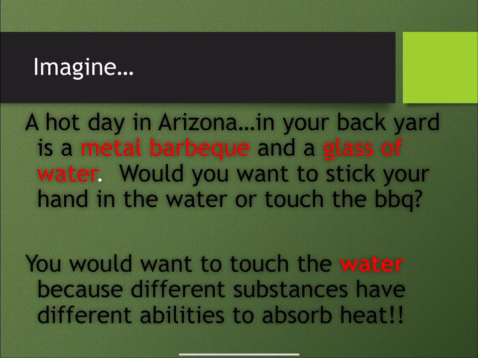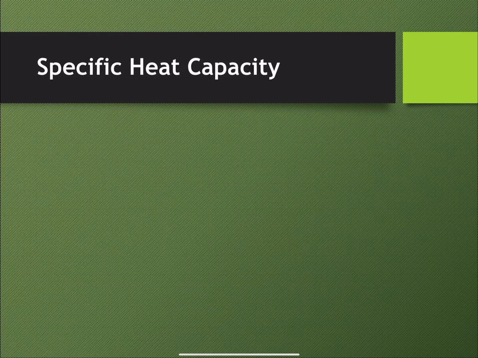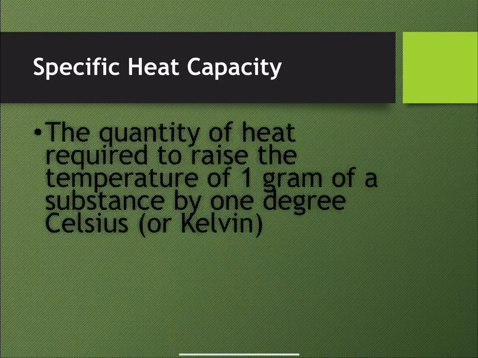And while I'm going through this and through the examples, if I'm going too fast, just pause the video. Okay, specific heat capacity. So what is it? It says the quantity of heat required to raise the temperature of 1 gram of a substance by 1 degree Celsius. So the quantity of heat required, we're talking about energy.